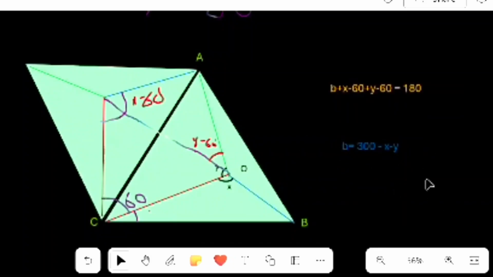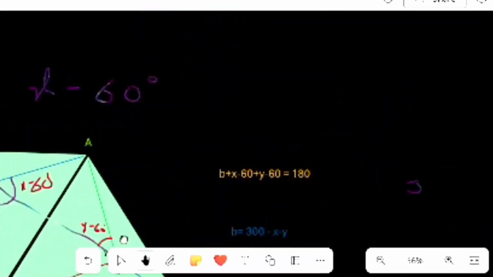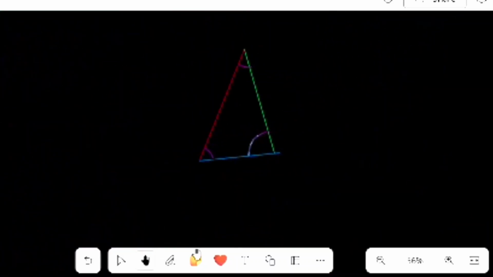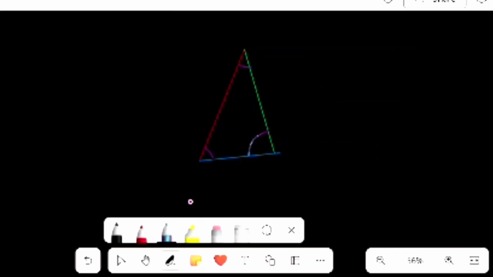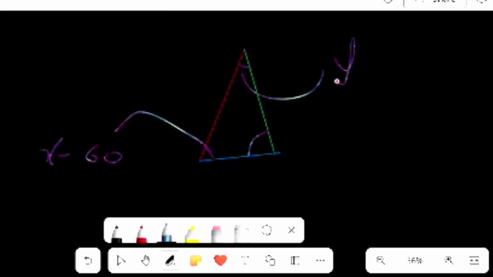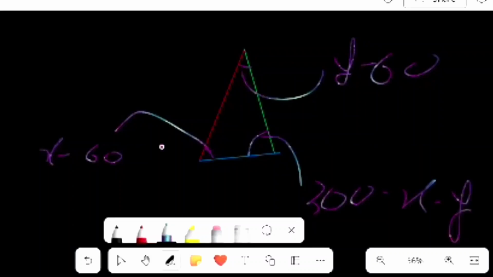So now we have found all three angles of the triangle. We can just write the angles here. One of the angles is x minus 60 degrees. Another angle is y minus 60 degrees. And the remaining angle is 300 degrees minus x minus y. So that's all for today.